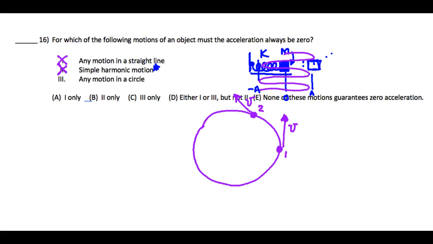We'll find out in Unit 3 that the direction of acceleration is always radially inward, or perpendicular to the direction of velocity. So we can see that choice 3 is also incorrect, which is why our answer for question number 16 is E. None of these guarantees zero acceleration.